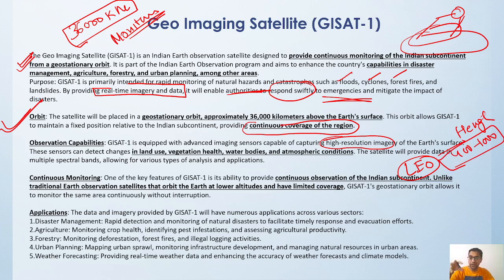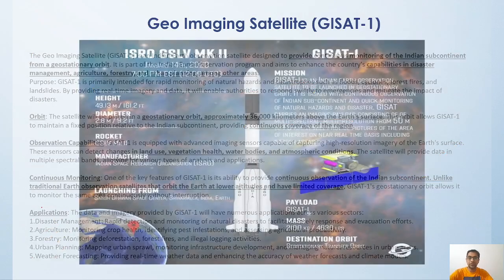But geostationary satellites are kept at a very long distance, so they will be able to properly map a large number of areas. The applications will be in disaster management, agriculture, forestry, urban planning, and weather forecasting. We are naming just a few of them. This is a geoimaging satellite that we are having.